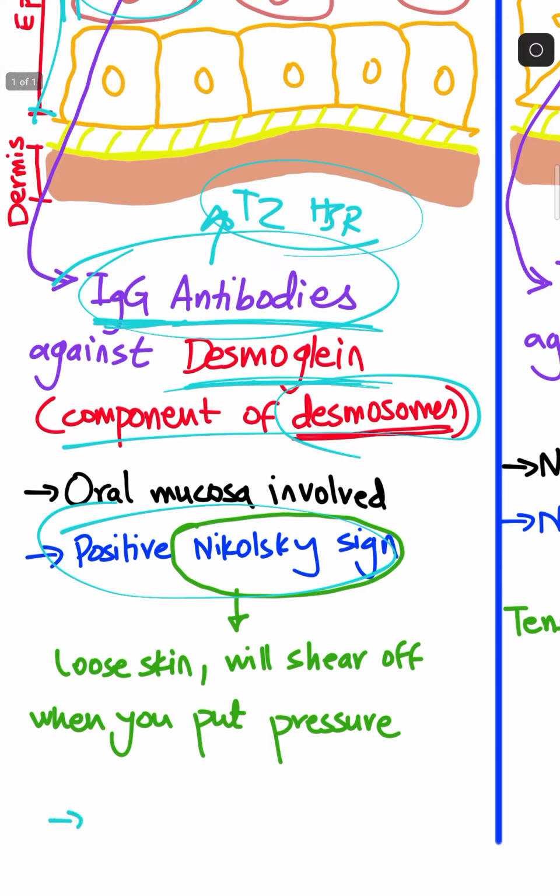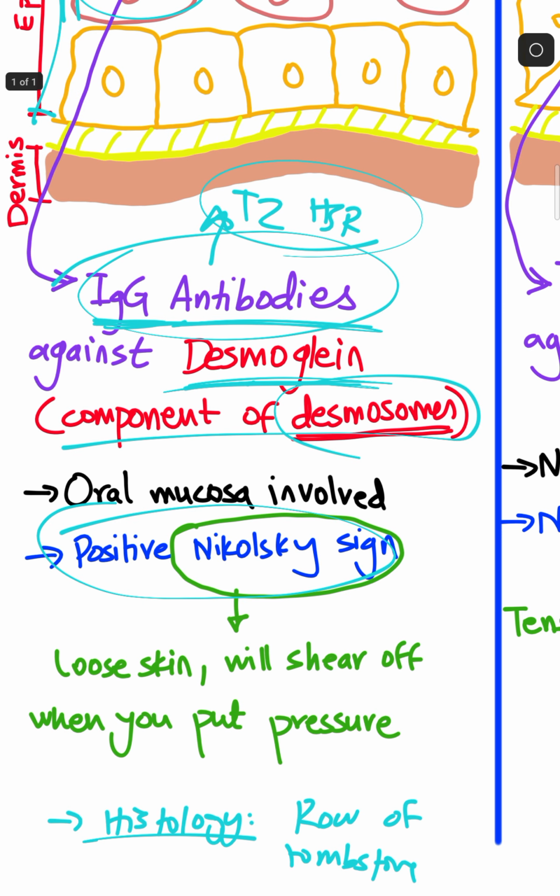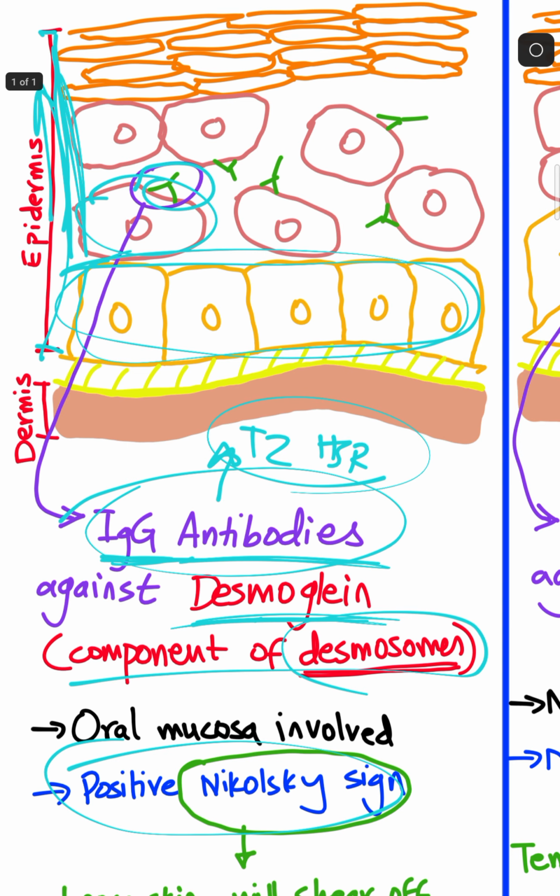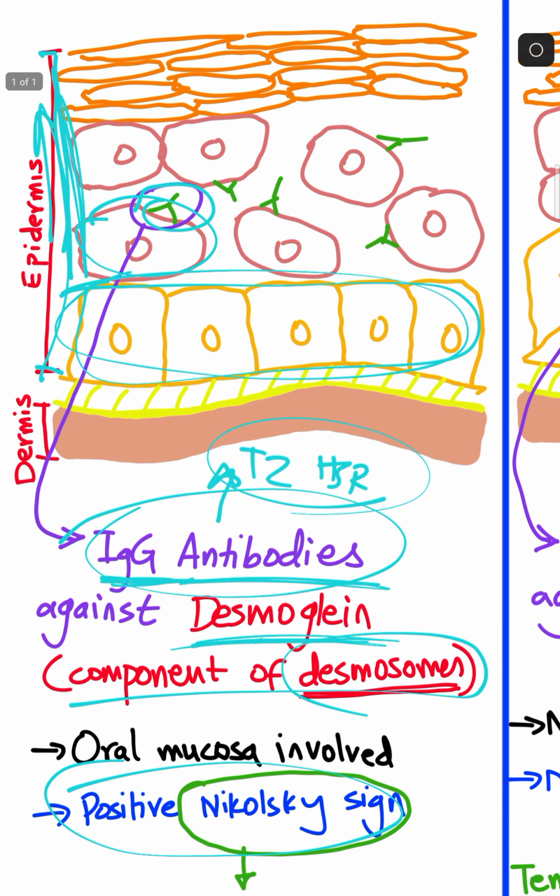And on histology, this is another high yield important note, they will say it shows a row of tombstones. Why is that? Because the basal layer right here is intact. It's only the upper layer of the epidermis that's breaking off and detached. The lower part, the basal layer, is still intact. Oh, and one more thing, the oral mucosa is involved.